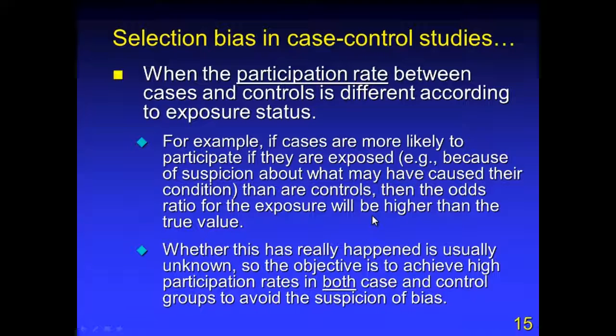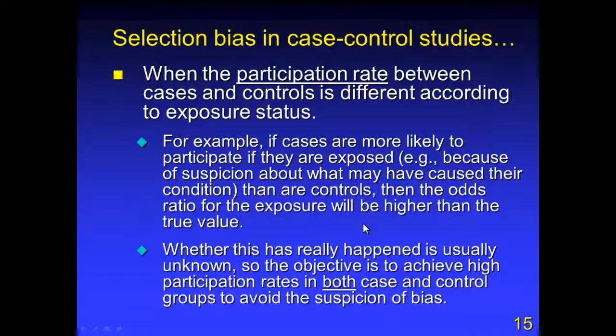Another form of selection bias can occur in case control studies when the participation rate between cases and controls is different according to exposure status. The problem here is that cases may have thought a lot about their illness. Very commonly, people do anyway, and they've remembered things or maybe misremembered, but they may have suspicions about what may have caused their condition, and they may be much more willing to participate, particularly if they've got some exposure which they've thought about.